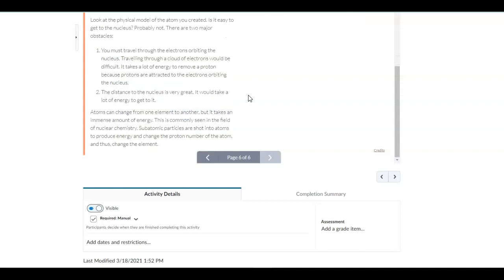Atoms can change from one element to another, but it takes an immense amount of energy. That is a really important statement to put in your notes as well. This is commonly seen in the field of nuclear chemistry. Subatomic particles are shot into atoms to produce energy and change the proton number of the atom and thus change the element. So you can see for guiding question 3, it is a pretty complex thing to do.